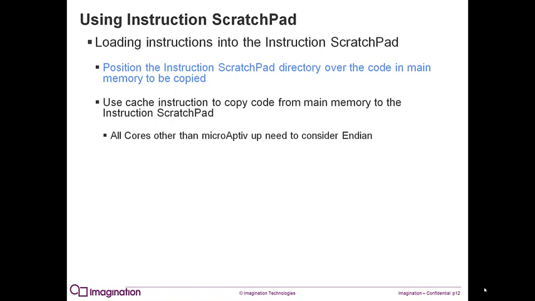For a non-microAptiv core, the core needs to consider the endianness because it uses 2 data tag registers. So the code will switch the order of the reads to these registers depending on the endian. For microAptiv cores, there is only 1 tag register, so there are no endian issues. Then enable the instruction scratchpad and it is ready to use.